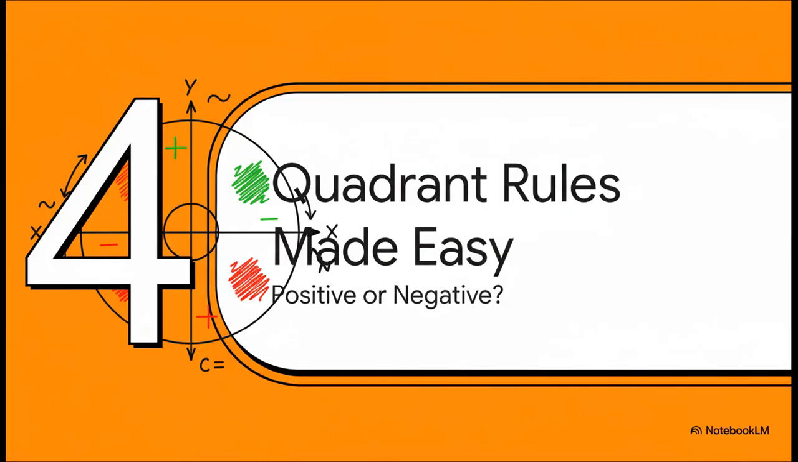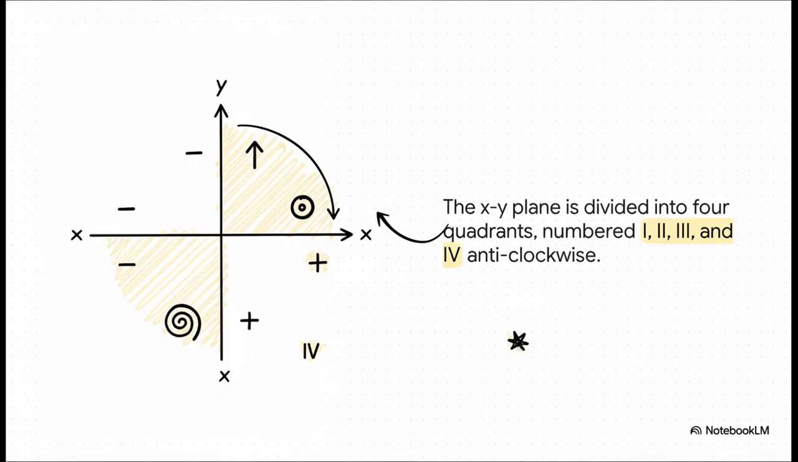Okay, so we know that on a graph, the x and y coordinates can be positive or negative. And since sine and cosine are just the y and x coordinates on our unit circle, their signs will also change depending on where the angle is. Let's see how this works in the 4 quadrants. You already know this from coordinate geometry, of course. The xy plane is divided into 4 quadrants. The first is at the top right, and then we go anti-clockwise: second, third, and fourth.